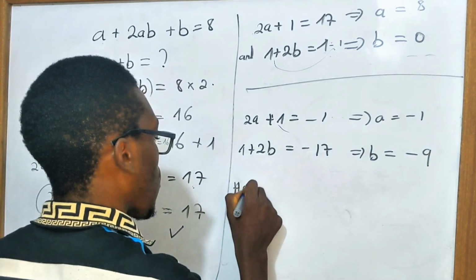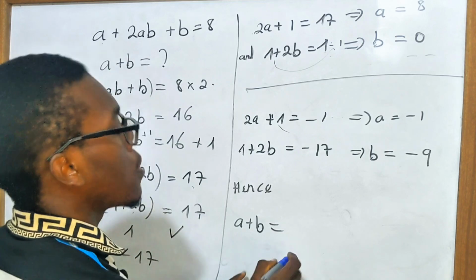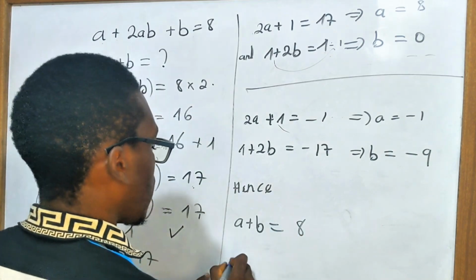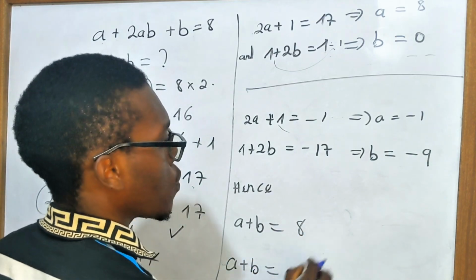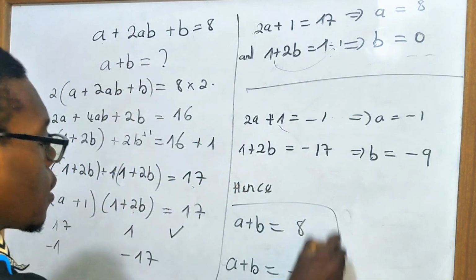Hence, a plus b is equal to what? 8, or a plus b is equal to negative 10. It's typically the two answers. Here it is.